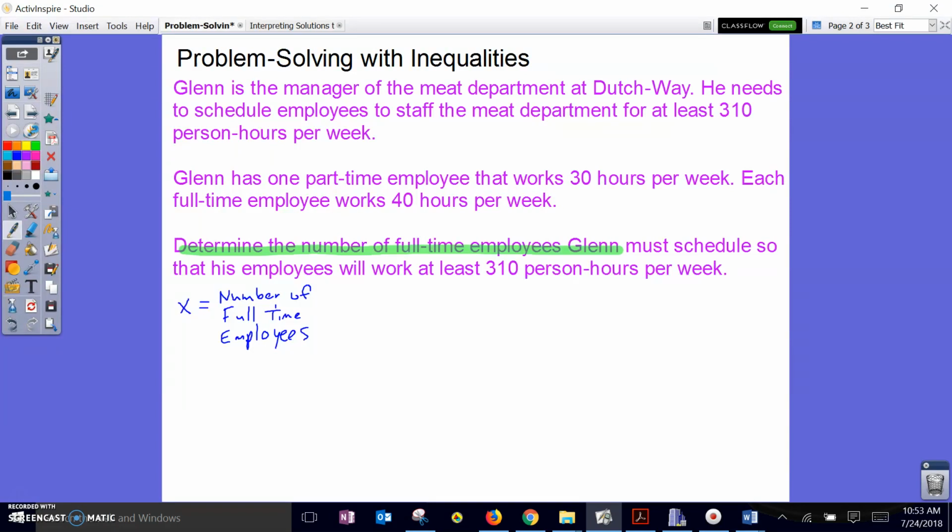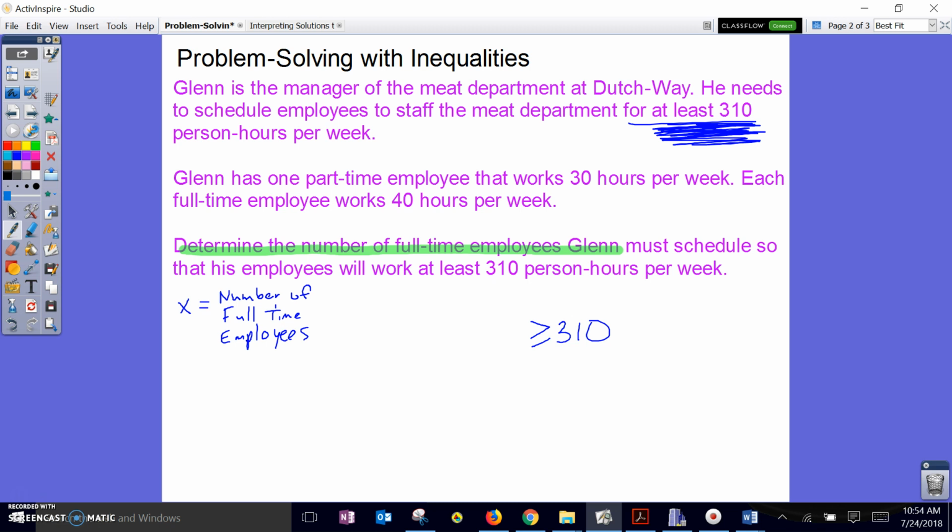The only real important piece of information we need in the first set of sentences here is that he needs to schedule employees for at least 310 person hours per week. So that means 310 would be good, 311, 315, basically any number greater than or equal to 310. Notice how I kind of reasoned my way through there what at least 310 meant, because that really tells me how to set up the beginning of this inequality. We need the hours to be greater than or equal to 310. Now, let's see what else we have.